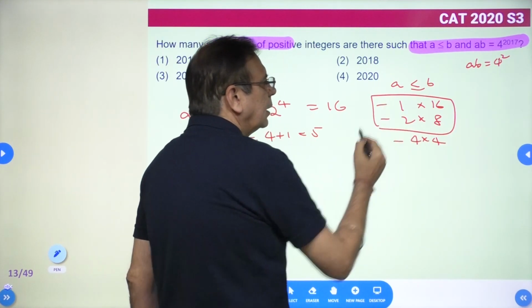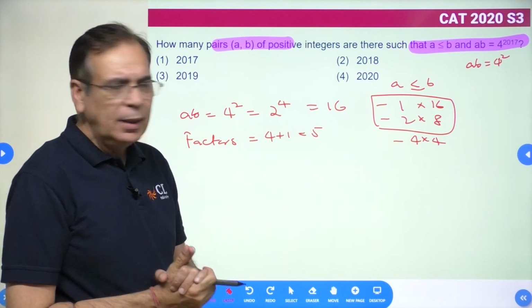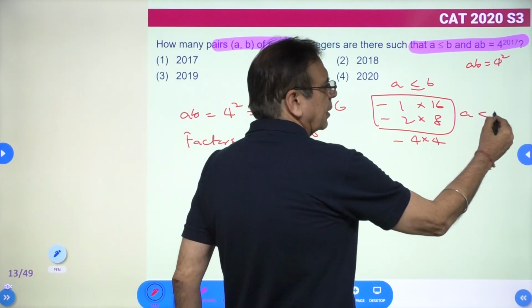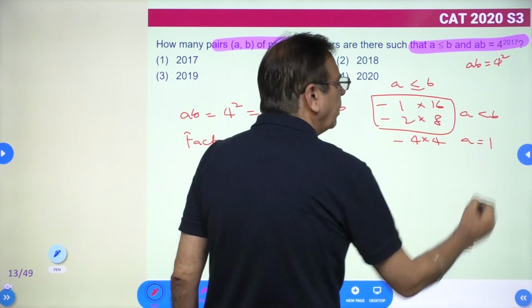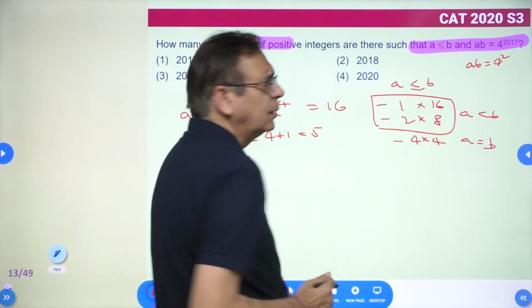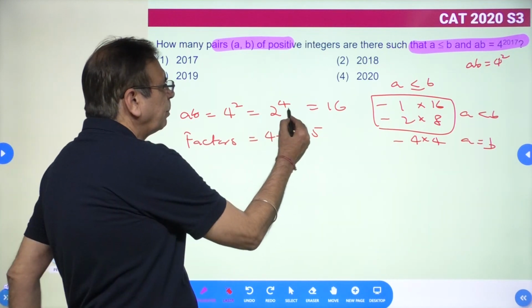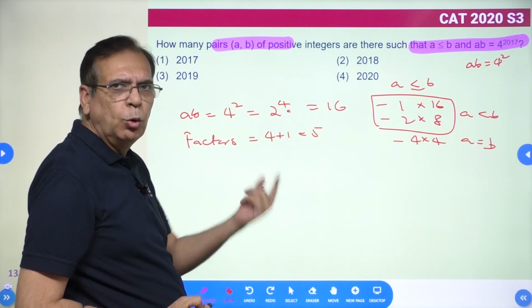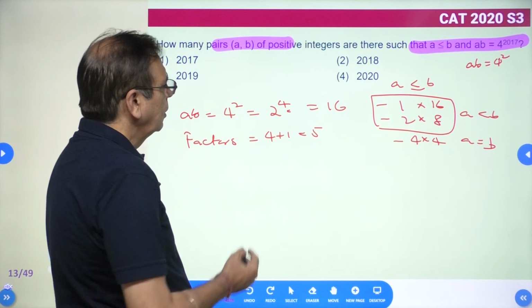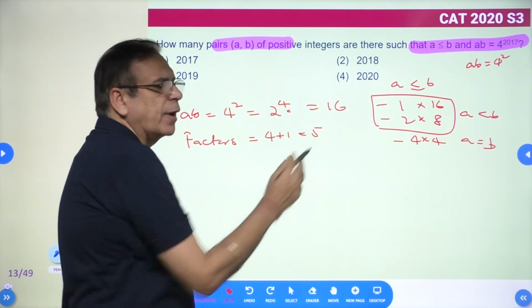1 pair, 2 pair and the third. What does it mean? These are 2 pairs in which A is less than B, and in this one A is equal to B. So what are we saying? The power of the prime factor divided by 2, plus 1, should be the answer. Why is this? Because this is a perfect square.